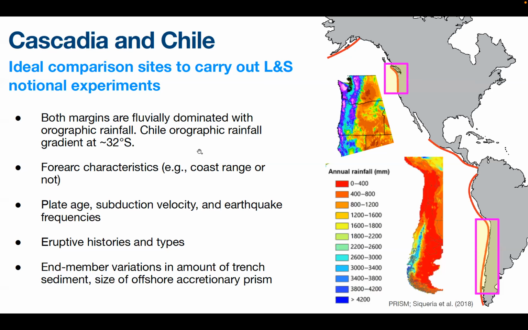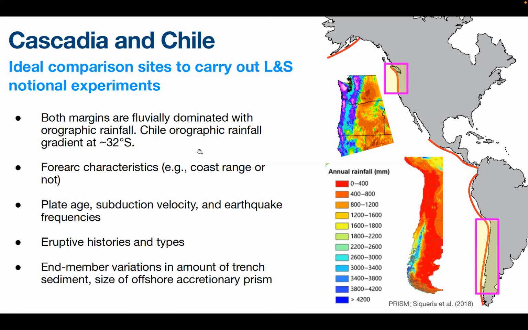geography and how we came to the conclusions that Chile was a great place to focus our efforts. But I just want to point out that Cascadia was considered an ideal comparison site for LNS to carry out our notional experiments, in large part because of the gradients in rainfall. And so the image on the right shows the strong change in orographic rainfall that occurs at about 32 degrees south in Chile.